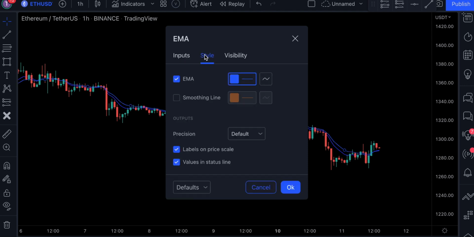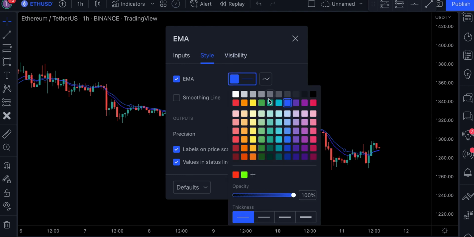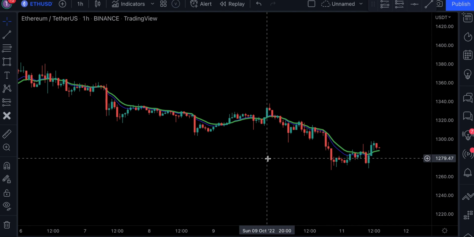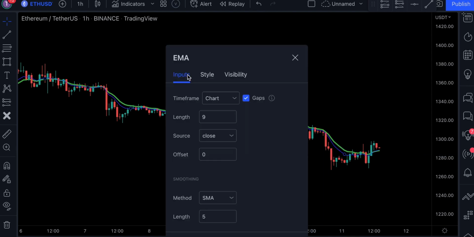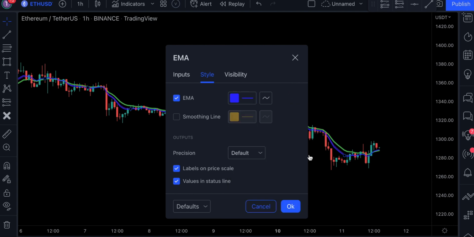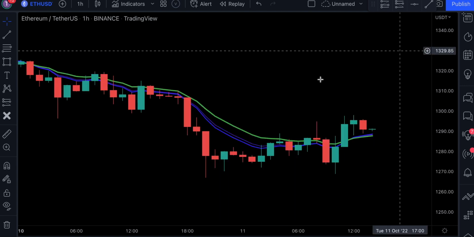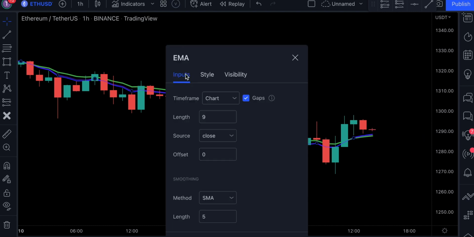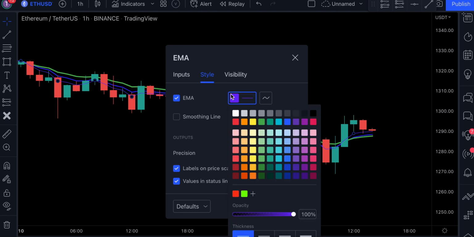And let's change its color to green. The next step will be to access the settings on a second EMA and change its length to 8. And let's make the line a bit thicker. Finally, let's double click on a third EMA and change its length from 9 to 5. Let's also change its color to red.